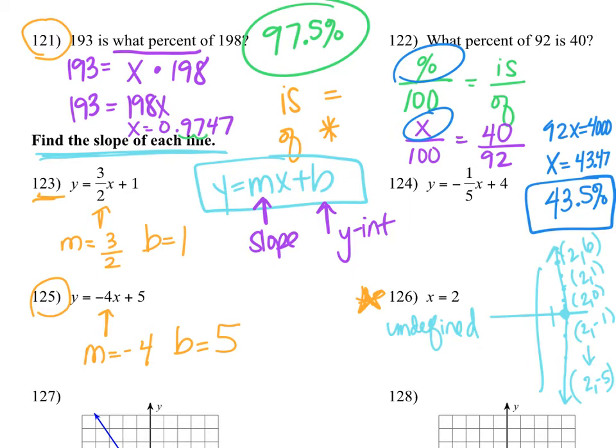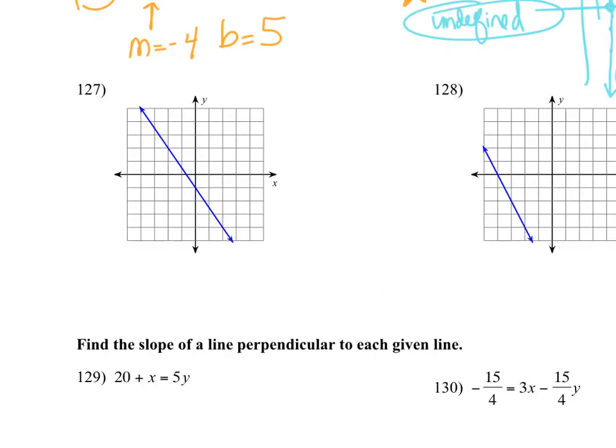If the line were to be horizontal instead of vertical, then it would be a 0 slope. So 126 is an undefined slope, meaning there is no slope. I always think of Spider-Man. Spider-Man can walk on undefined slopes, but a human, like you and me, can only walk on a 0 slope, which is horizontal.